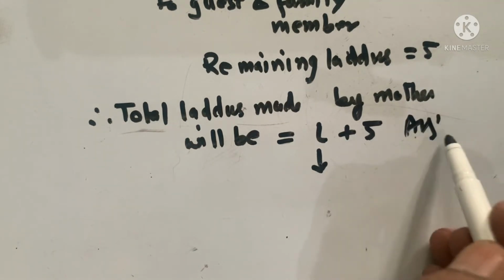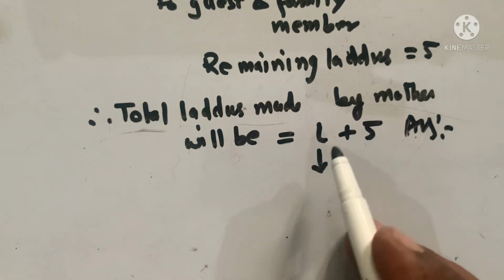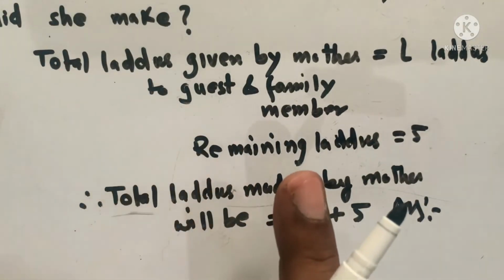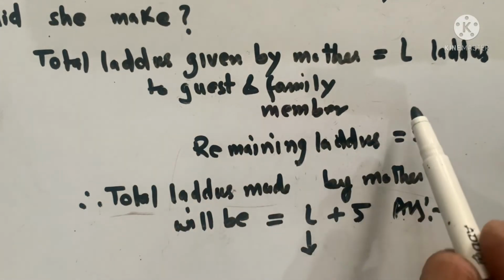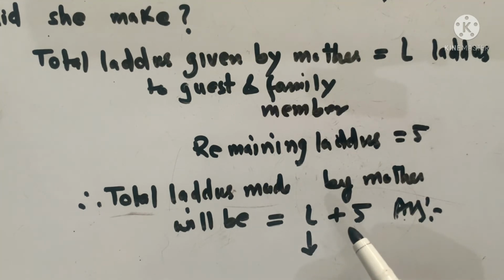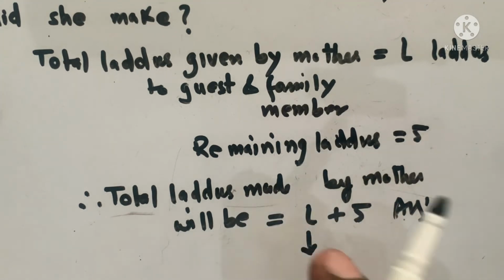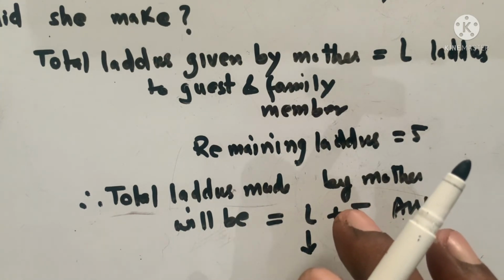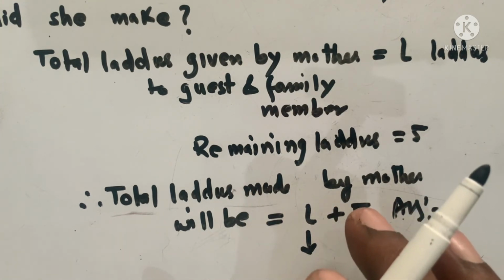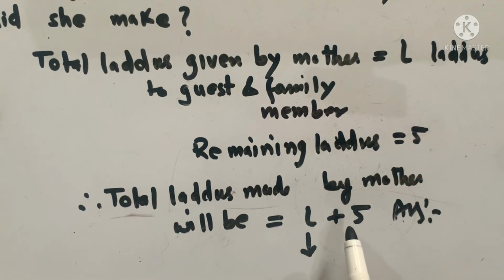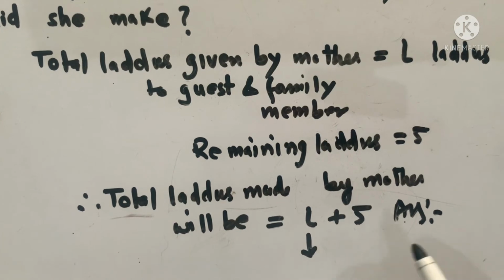It is the answer. Here what is L? L is the number of laddus given to guests. Laddus given by mother to guests and family members are L, and 5 are remaining. So the total laddus will be L plus 5. Total laddus made by mother will be L plus 5. L are the laddus given by mother to guests and family members. The total number of laddus made by mother will be L plus 5.